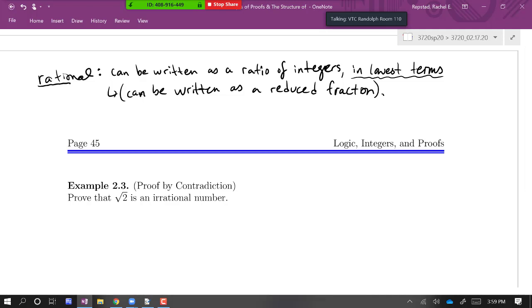Because both those numbers are divisible by a similar number, the same number. Yeah, right. The top and the bottom have a common divisor. Okay. So if something is reduced, that means that the numerator and denominator have no common divisors. Great. So an irrational number is just not rational.